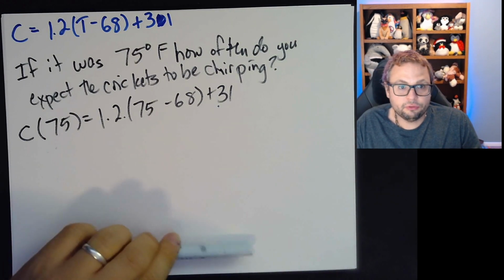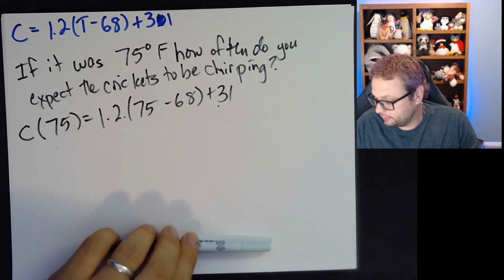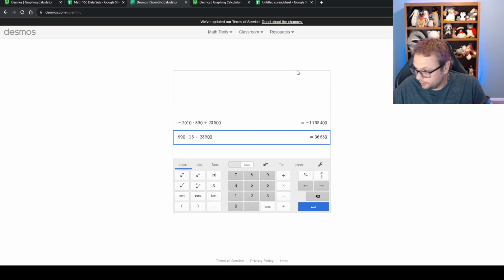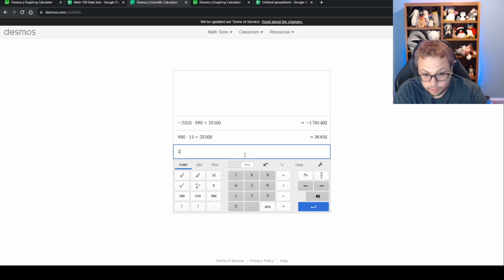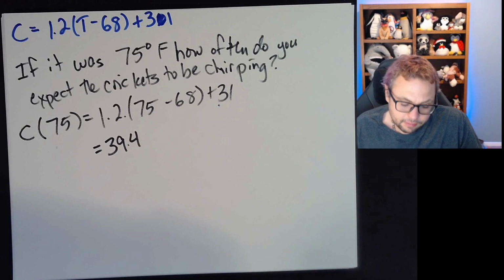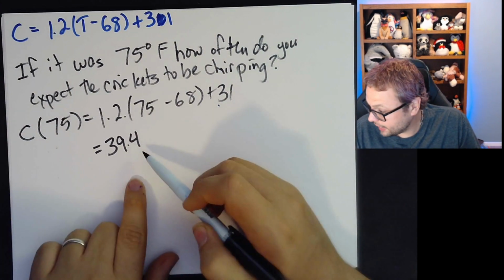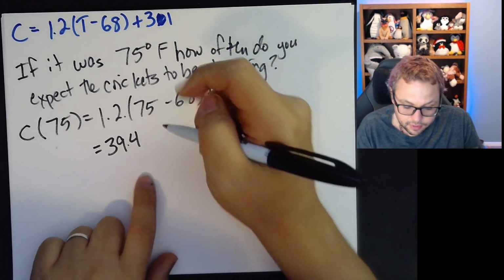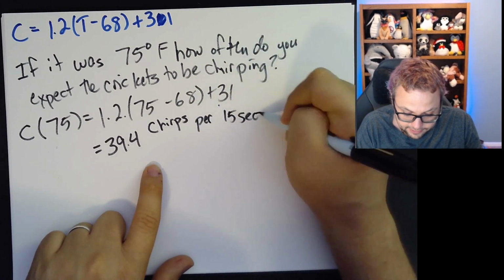And no reason to try and do that in our heads or anything like that. Let's just hop straight over to the scientific calculator here and see what it says. So 1.2 times 75 minus 68 plus 31 is equal to 39.4. And again, remember, we should be paying attention to what this 39.4 actually represents. This 39.4 is chirps per 15 seconds.